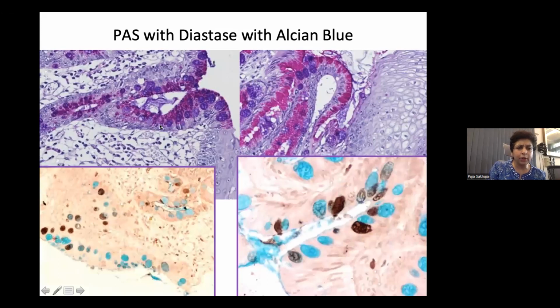Another stain that can be used is the HID Alcian blue stain, which we use more commonly when we're talking about intestinal metaplasia in the stomach. We don't often use it. It distinguishes the mucin in the goblet cells and columnar cells as sialomucin and sulfomucin. The blue is sialo, which is more common in the small intestine, and the brown is sulfo, which is more common in the large intestine.